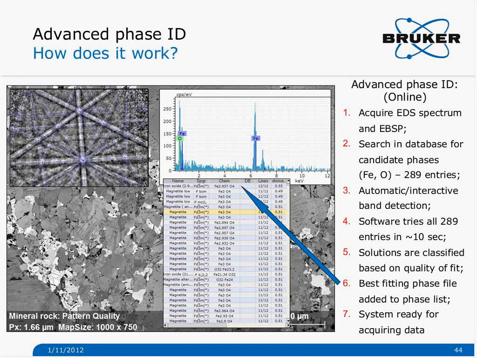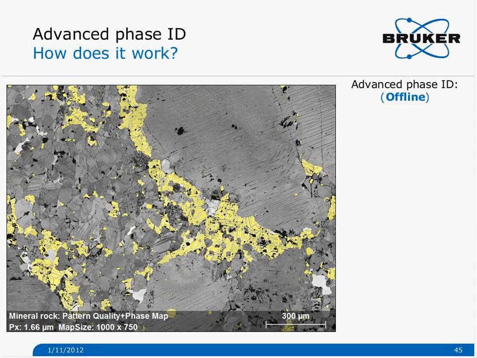So here you have the raw results, the phase map overlapped with the pattern quality map showing the distribution of magnetite. And everything else you will see from now on are results that have been obtained by applying the advanced phase ID and subsequent re-indexing after finding a new phase, and so on.